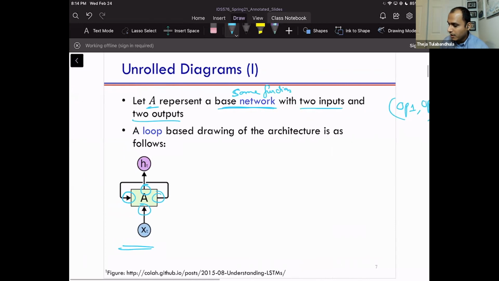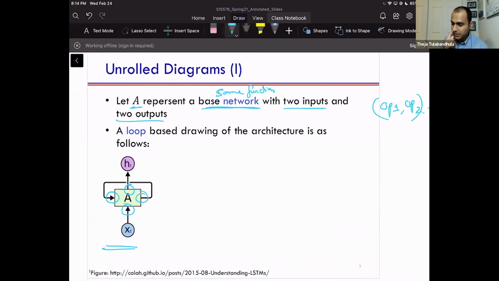Now, what we're going to do is a loop, which is as follows. We're going to take one of the outputs and plug it back in as an input. Now you're going to say, hey, what is going on with this picture? There seems to be some circular computation. This is just a diagram. It doesn't really reflect the underlying computational graph. This is the diagram that people generally draw when they want to draw an RNN or some sort of recurrent architecture.